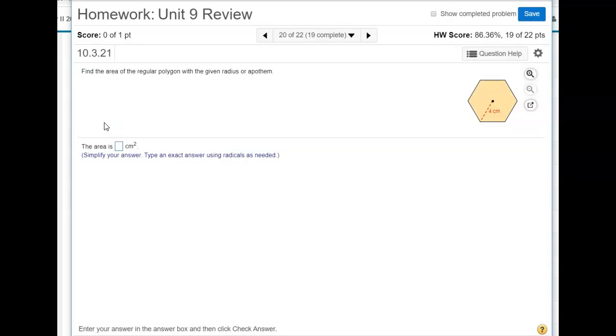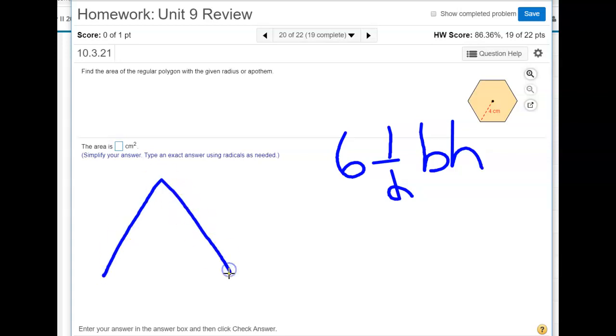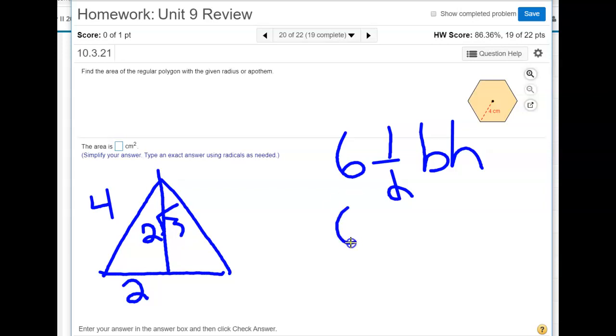In this particular case, again, it's a hexagon, so we've got our same formula that we used on that last one. I don't know the base or the height, but the nice piece is I've got the hypotenuse is 4. To get from the hypotenuse back to the short leg, I multiply by 2. And then to get to the long leg, I multiply by radical 3.